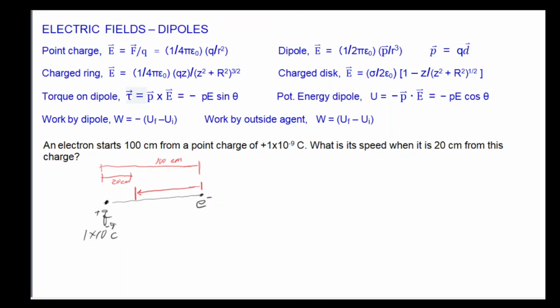Let's do one more problem. An electron starts 100 centimeters from a point charge of 1 times 10 to the minus 9th coulombs. What is its speed when it is 20 centimeters from this charge? So the electron starts at 100 centimeters away from charge Q, and we want to know what is its speed when it's 20 centimeters away.